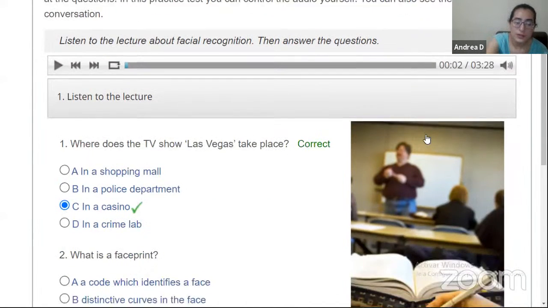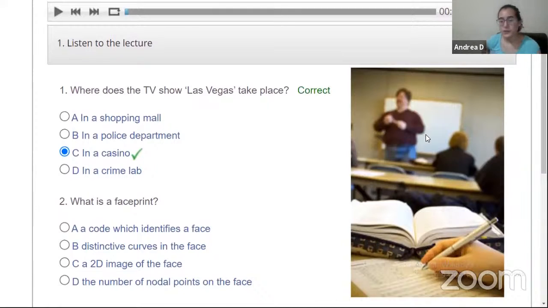All right, let's go with the second one. So can anyone please read the second question? What is a face print? Okay. So is it a code that identifies a face, distinctive curves in the face, 2D image of a face, or the number of nodal points?